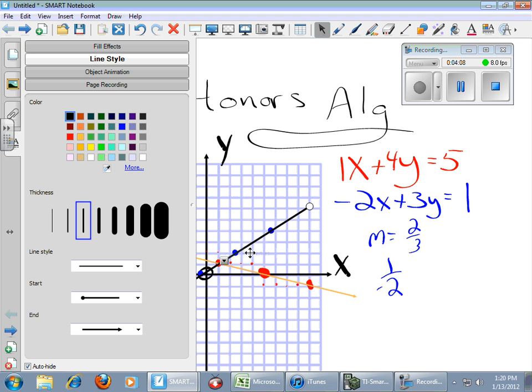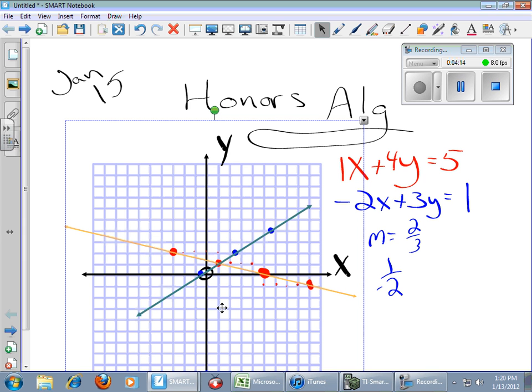But I'm not 100% sure about that. It looks like it might be crossing at 1, 1. I could do a little check. I could do two things. I could stick 1 in for x and see if I get 1 out for y.